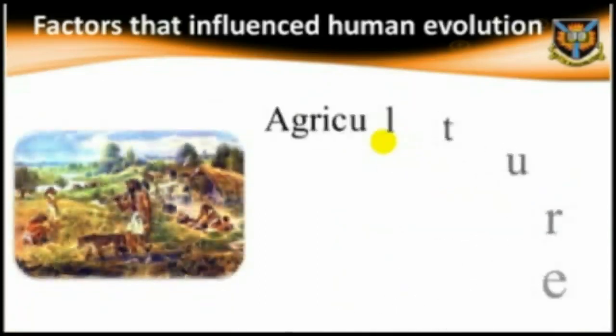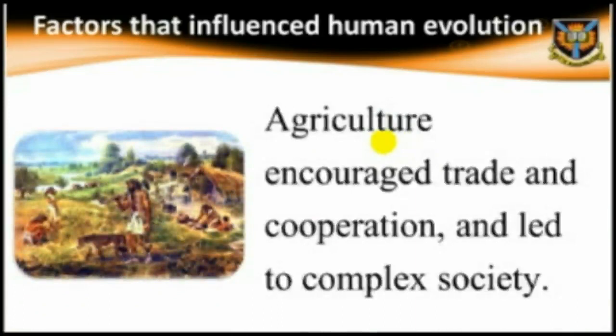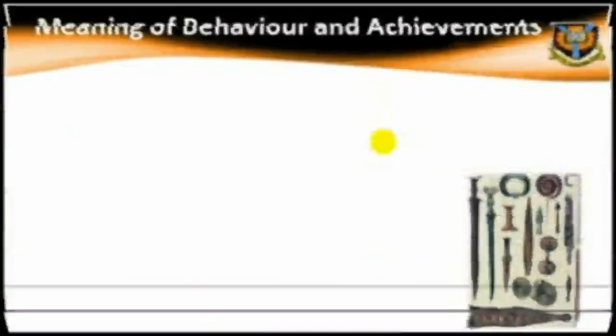Agriculture encouraged trade and cooperation and led to complex society. It is the starting point of the Holocene calendar human era due to the importance of the date for human society. Meaning of behavior and achievements.